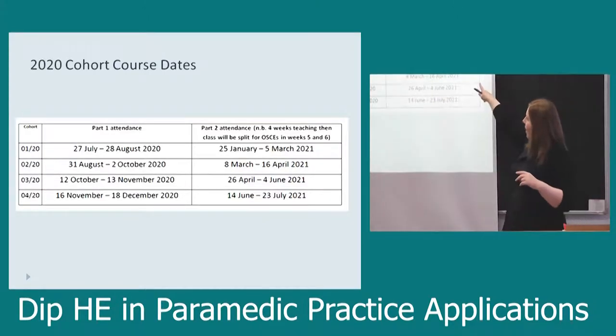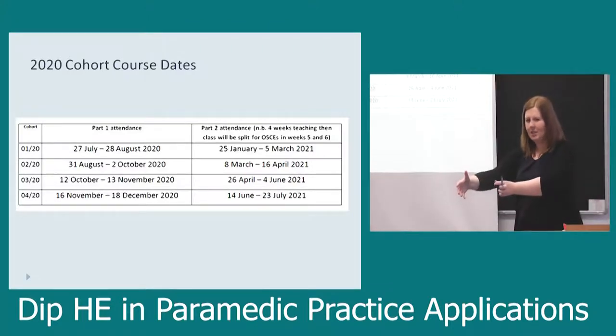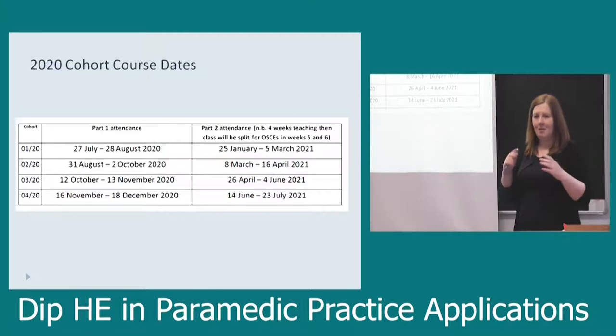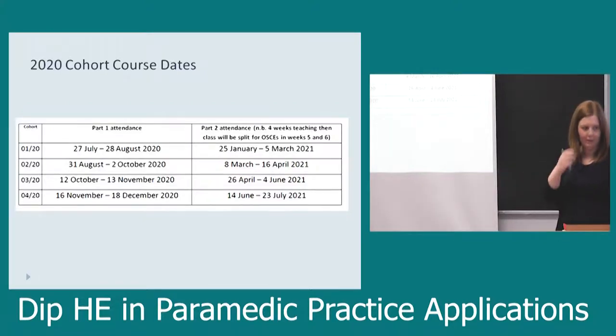This second part, just to point out, everyone attends for the first 4 weeks and then we split the class in half. So some will attend in week 5 and some will attend in week 6. That's just basically for logistical purposes of OSCEs and things like that. So yeah, that's it. 4 cohorts, up to 50 students per cohort is what we've got planned for next year.